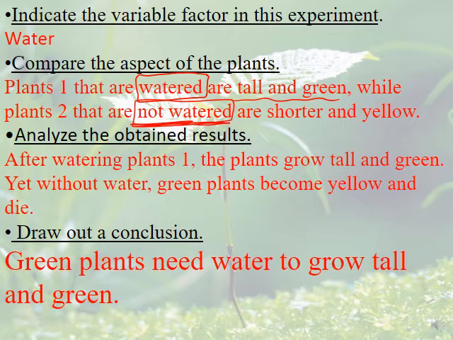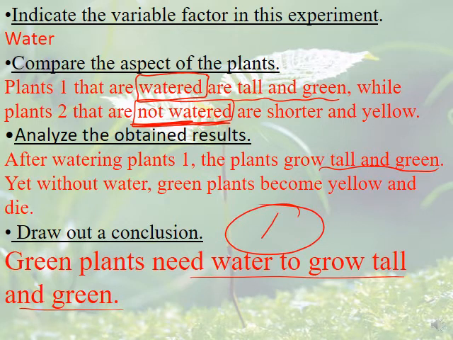Analysis. So after watering the plants 1, the plants grow tall and green, while without water, the green plants become yellow and die. Draw out a conclusion. You have to say that the green plants need water to grow tall and green. This is the first conclusion and the first element needed for the growth of the plants. It's water.